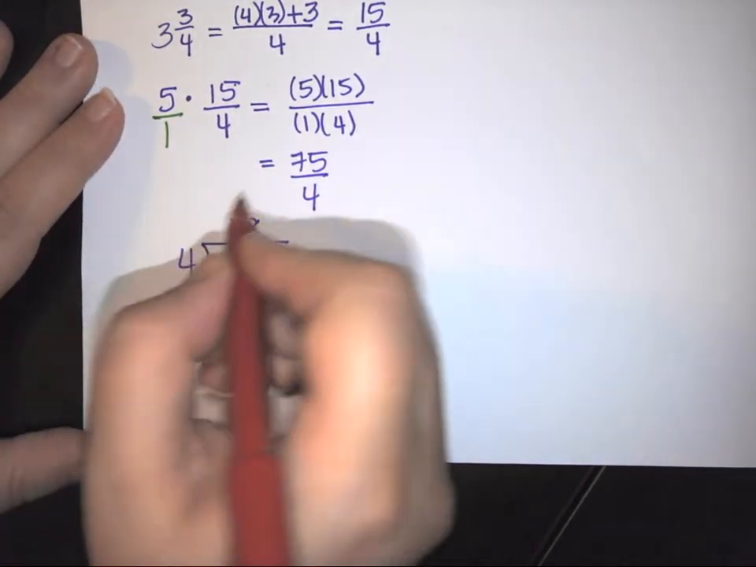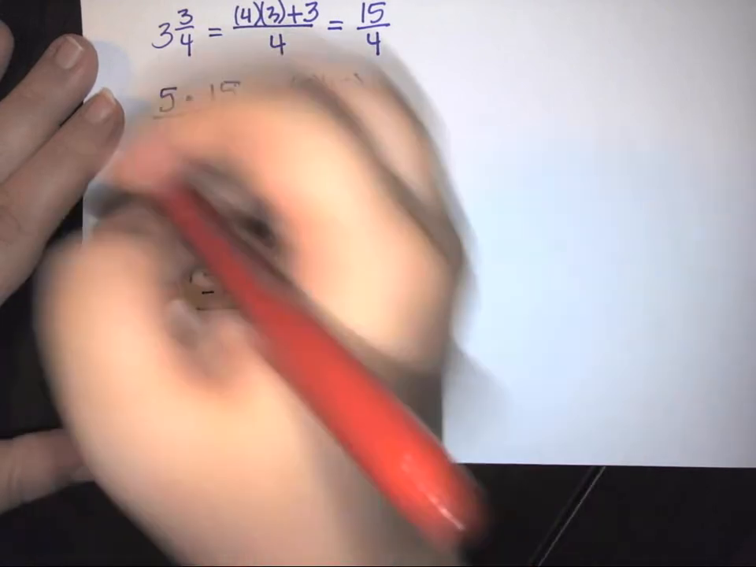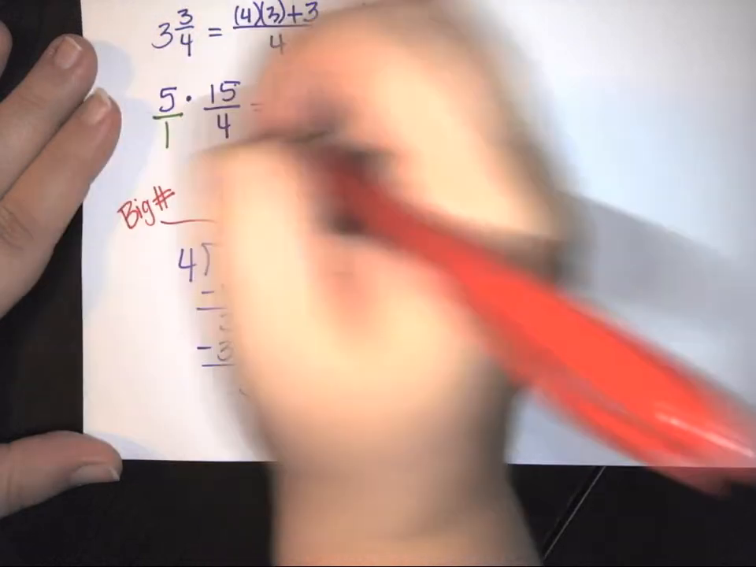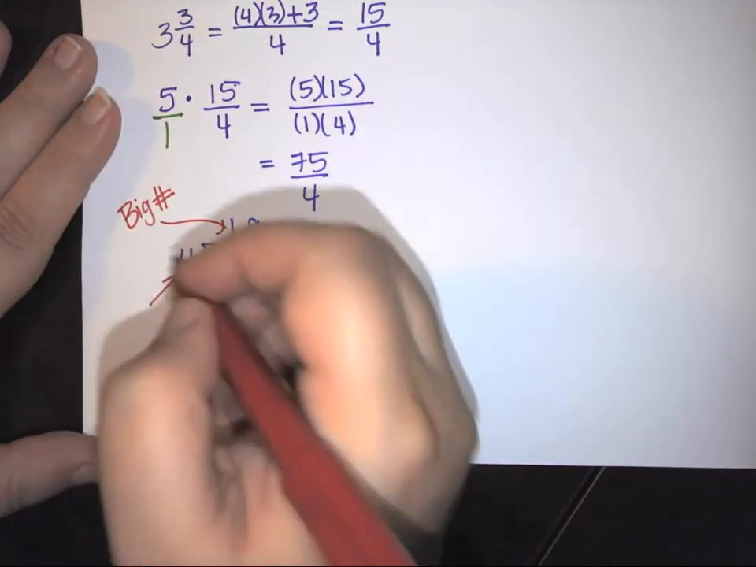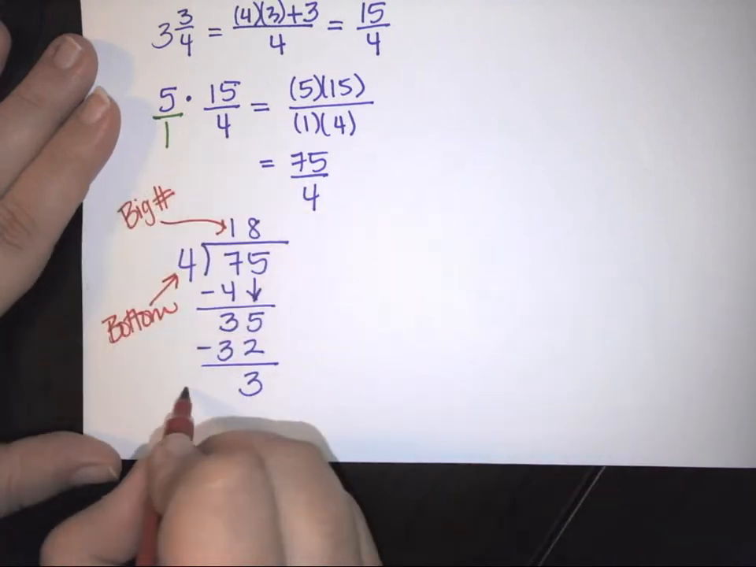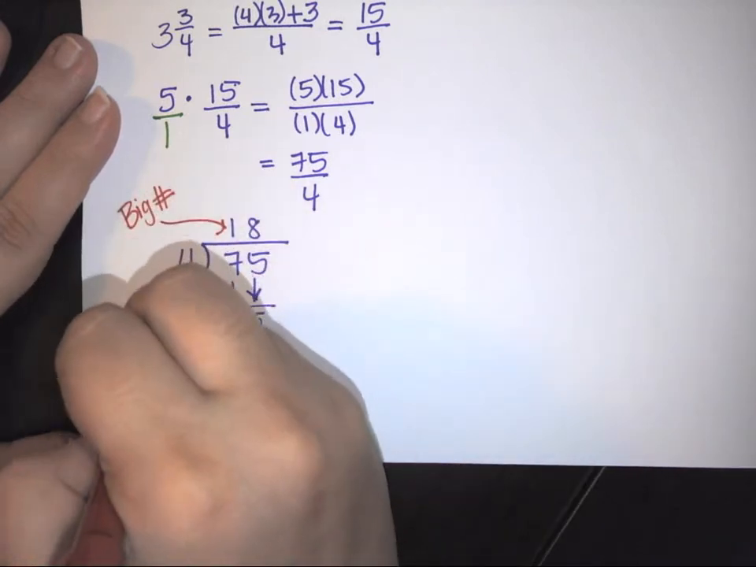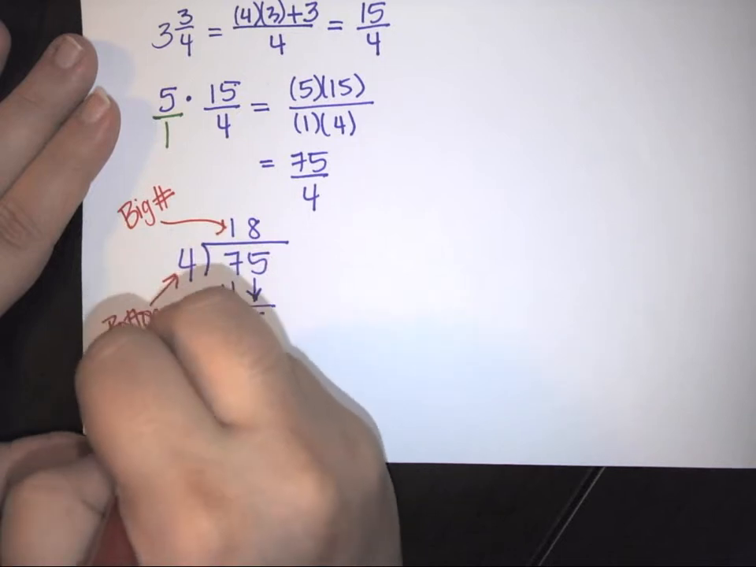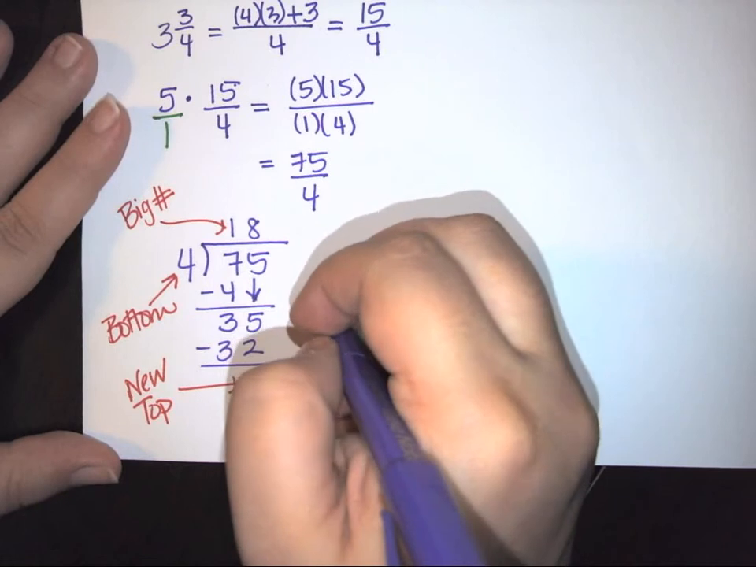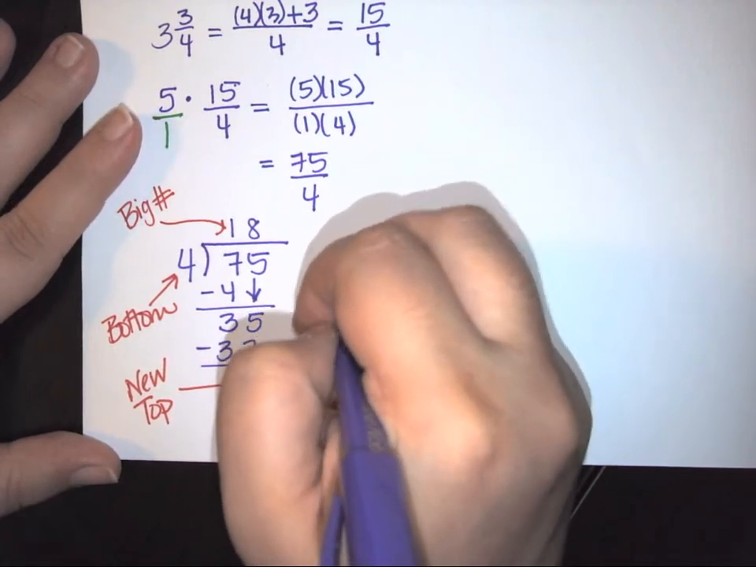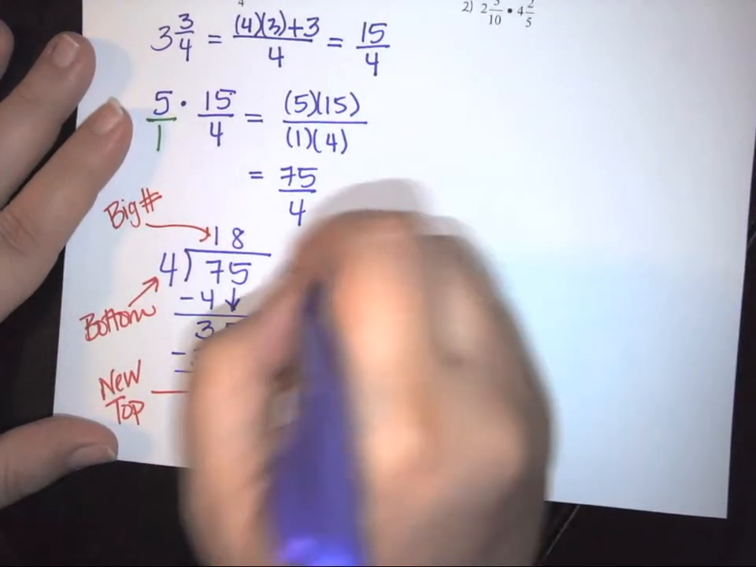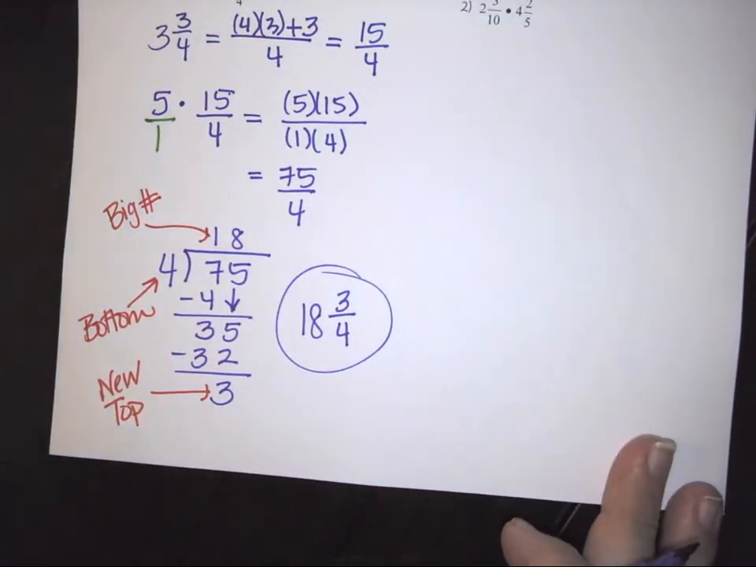So if you remember, this number on top is going to be your new big number. My 4 here is going to remain the bottom of my fraction. And my remainder here is going to be the new top number. So in other words, this mixed number is going to be 18 and 3 over 4. And that would be my answer.